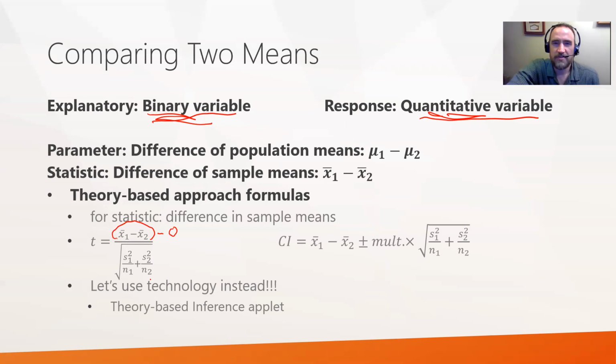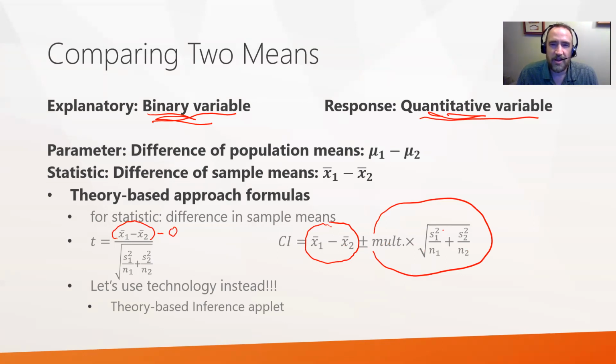We also have a formula for the confidence interval, and this also has the same structure, so it's going to end up with the same interpretation. We have our statistic plus or minus what's called the margin of error, a multiplier times the spread of the null distribution. And we interpret a confidence interval in the same way as always. We feel confident that the true parameter, the true difference in means, will fall somewhere inside that confidence interval. Instead of doing it by hand, we'll use technology and especially the theory-based inference applet.